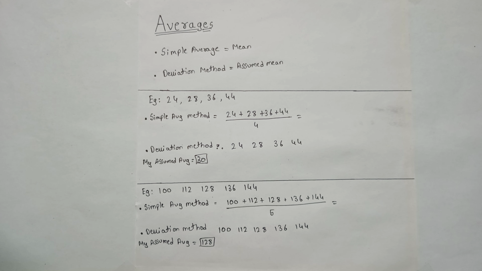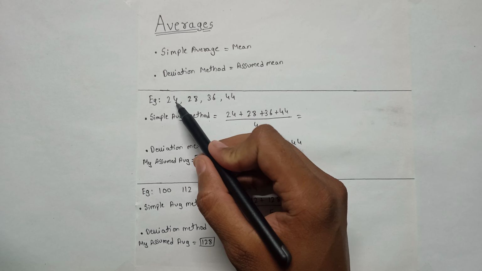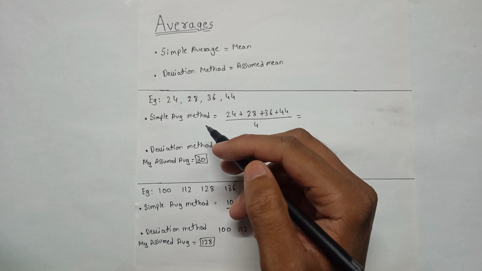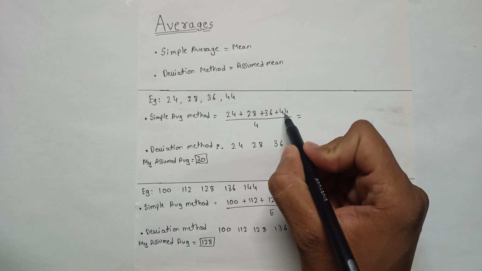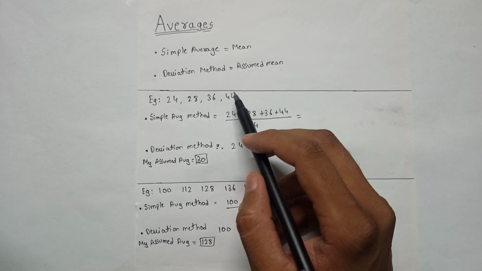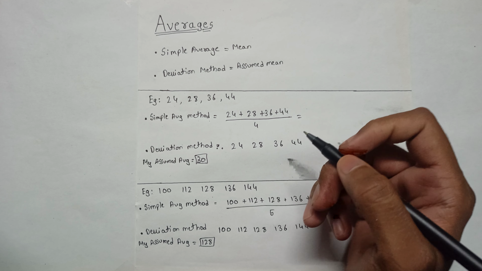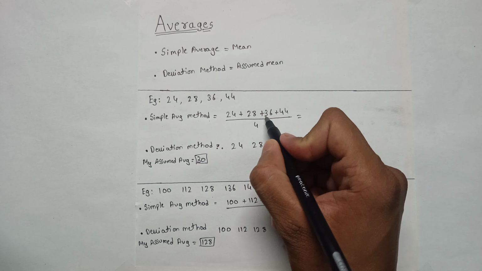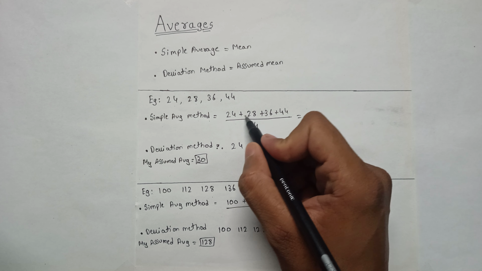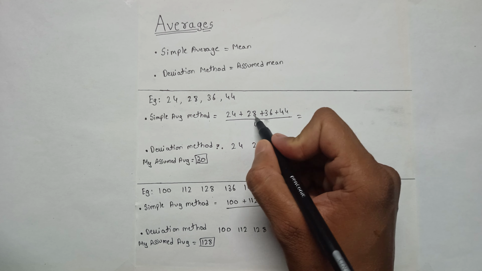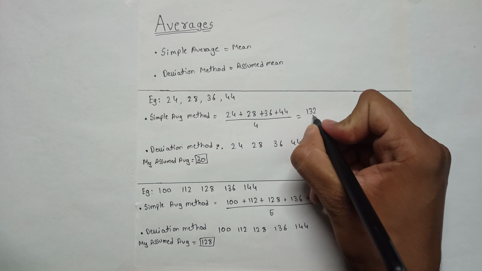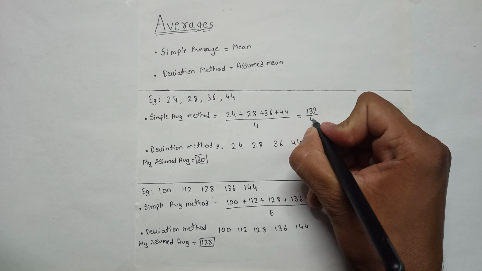The first example says calculate the average of 24, 28, 36 and 44. In the simple average method, we add all the numbers and divide by the total number. The total number is 1, 2, 3, 4, that's why I have written 4. Let's add it: 24, 28, 36, 44 will give me 80, and this will give me 40, which is 120, and 8 plus 4 is 12. So it will give me 132.